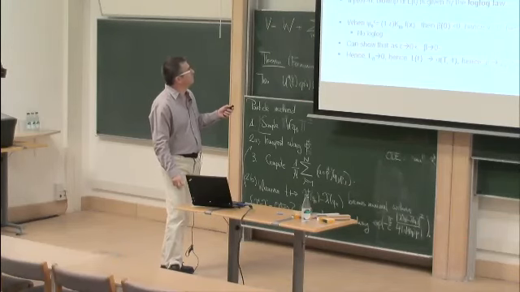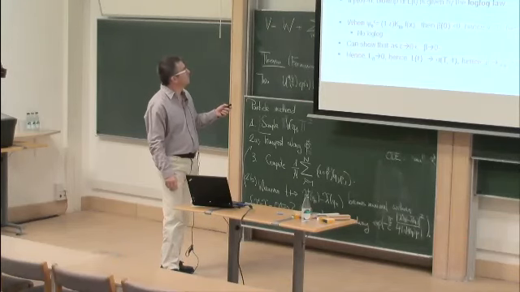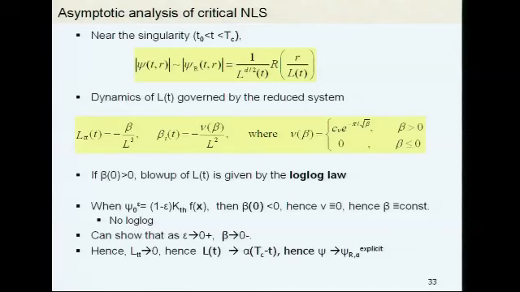system of ODEs. So we have here L_tt is minus beta over L cubed, and beta_t is minus nu of beta over L squared. Nu of beta is this exponentially small term in beta when beta is positive and 0 when beta is negative. So this is the system that was derived in the 80s by Fibich and by Papanicolaou and co-workers. And because of this exponentially small term, if beta is positive, from this you get the log log law.